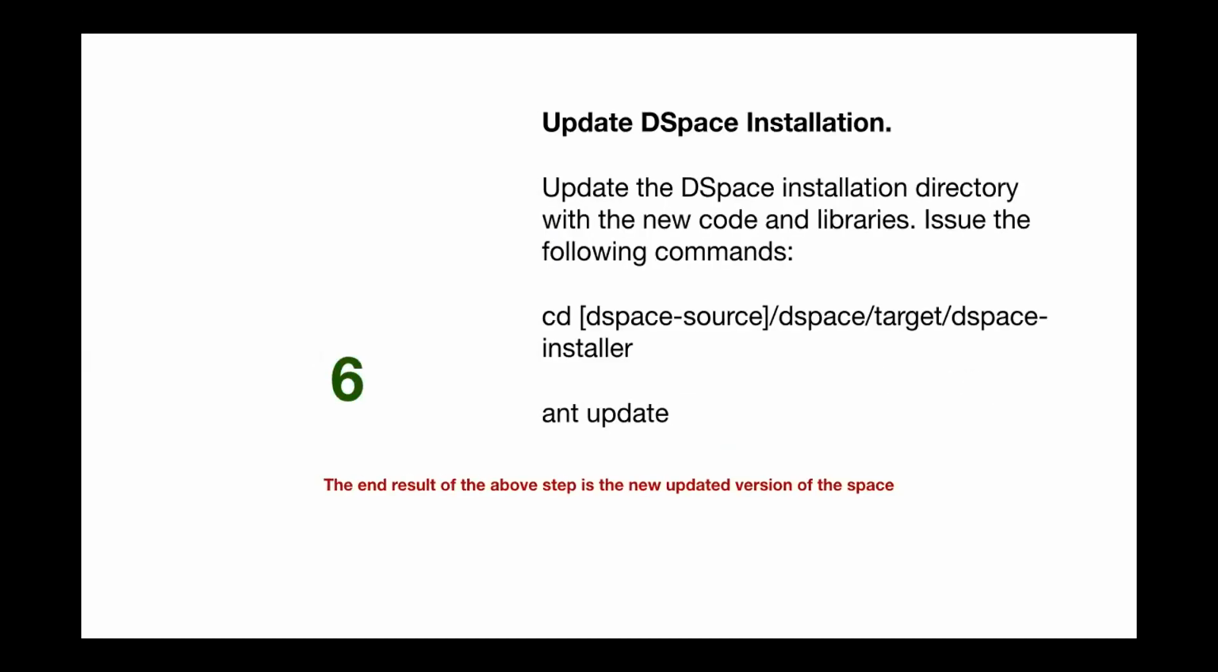Then you update now the DSpace installation. And remember, on step 4, we compiled with MVN. And now here we're just going to do the updates in the downloaded version. After compiling on step 4, now here we're going to upgrade the DSpace. The end result of the above step is the new updated version of DSpace. Mind you, at that time you have 2 folders inside. The first folder is for DSpace old, and the second folder is for DSpace updated.